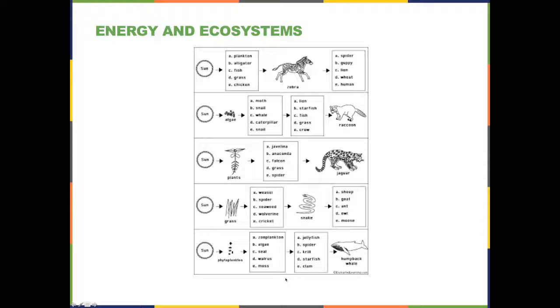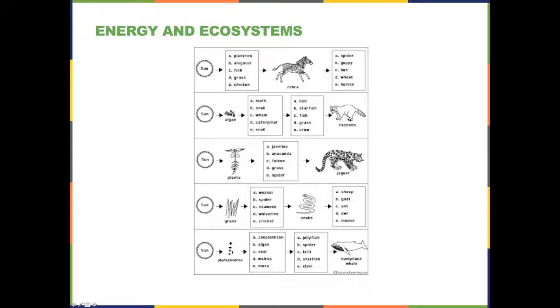So let's take a look at these food chains and answer some questions here with the sun. Which one of these, and you can stop the tape if you need to think about it, would be the most likely producer that would get its energy from the sun, and also end up being eaten by a zebra? The answer is grass. Now plankton can get its energy from the sun, but zebras don't eat plankton. But grass is the only other plant on here, and grass can be eaten by a zebra.